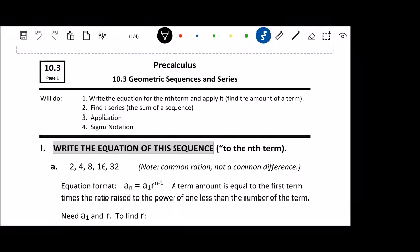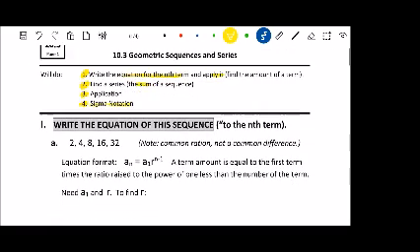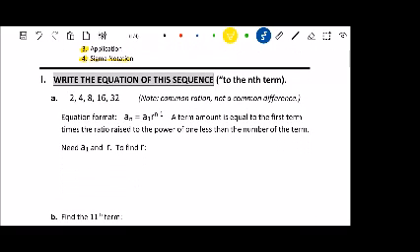Let's look at geometric sequences and series. We're going to do these four things. We're going to write the equation for the nth term and apply it. We're going to find a series, which is the sum. We're going to do an application, and we're also going to look at sigma notation or summation notation. Let's start off with writing the equation that we need.